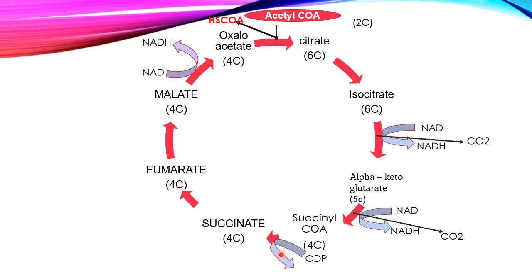Further, we have generation of GTP, which is another energy-rich molecule. When succinyl-CoA is converted into succinate due to the action of succinyl-CoA synthase, there is a formation of GTP. FADH2 is also an energy-rich compound which is generated during the conversion of succinate into fumarate. Thus, we have three NADH generated, one GTP generated, and one FADH2 generated.